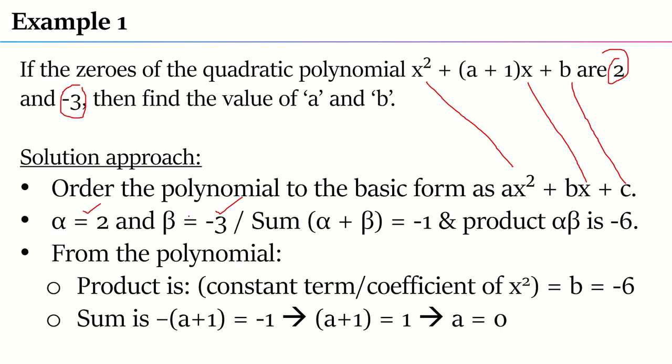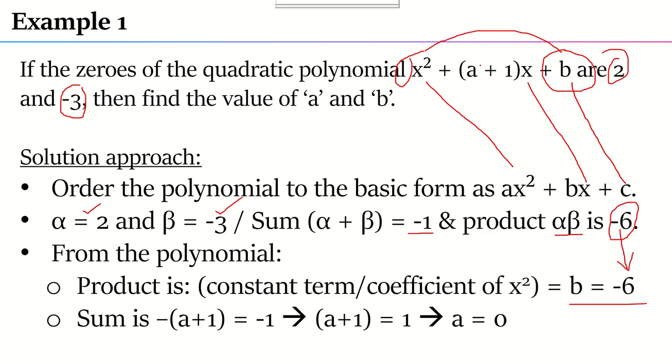The sum of the zeros, alpha plus beta, is minus 1, that is 2 plus minus 3, and the product of the zeros, alpha beta, is 2 into minus 3, which is minus 6. So from the polynomial you can find out the product of the zeros; the formula is the constant term divided by the coefficient of x square, which is b. Now you will be equating this b to the product of the zeros, whatever we got. So b is equal to minus 6. So you have found out one of the terms, b is equal to minus 6. You have an answer for one of the unknowns.